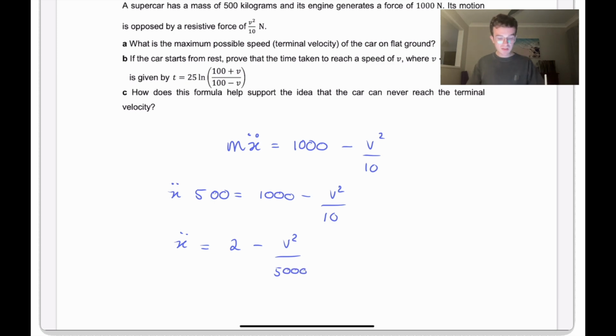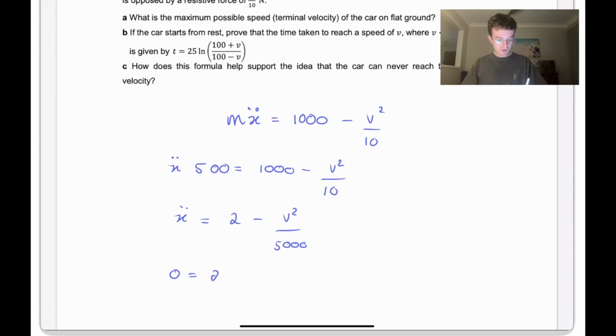Okay, now part A says what is the maximum possible speed? Now, maximum possible speed, or its terminal velocity, obviously is as fast as the car can go. Now we think, okay, acceleration means that your speed is increasing over time, and if I'm at my maximum speed, well, I'm not accelerating anymore. My acceleration is going to be 0. So if we set the acceleration to be 0, and we solve that equation, we're going to get v is 100 meters per second.